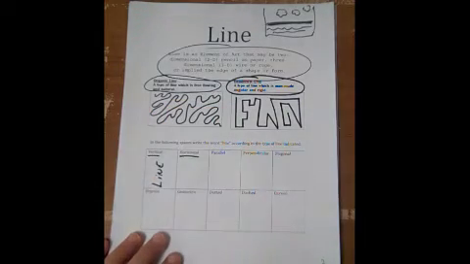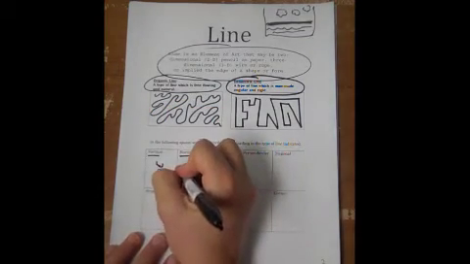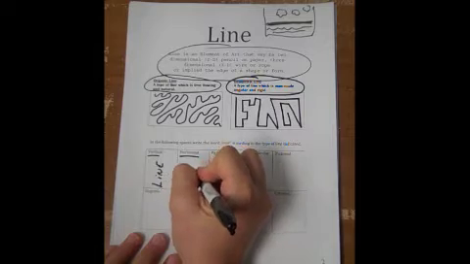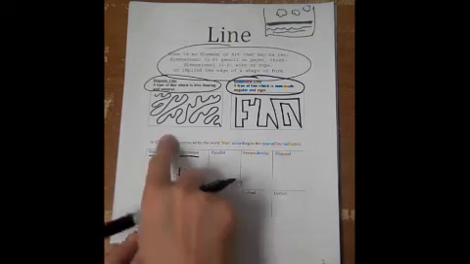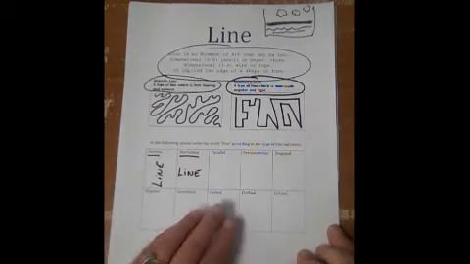Okay, so we're going to write vertical line, L-I-N-E, write that vertically. Horizontal line, write that across, L-I-N-E. So left to right on horizontal, up and down like a pole on vertical.